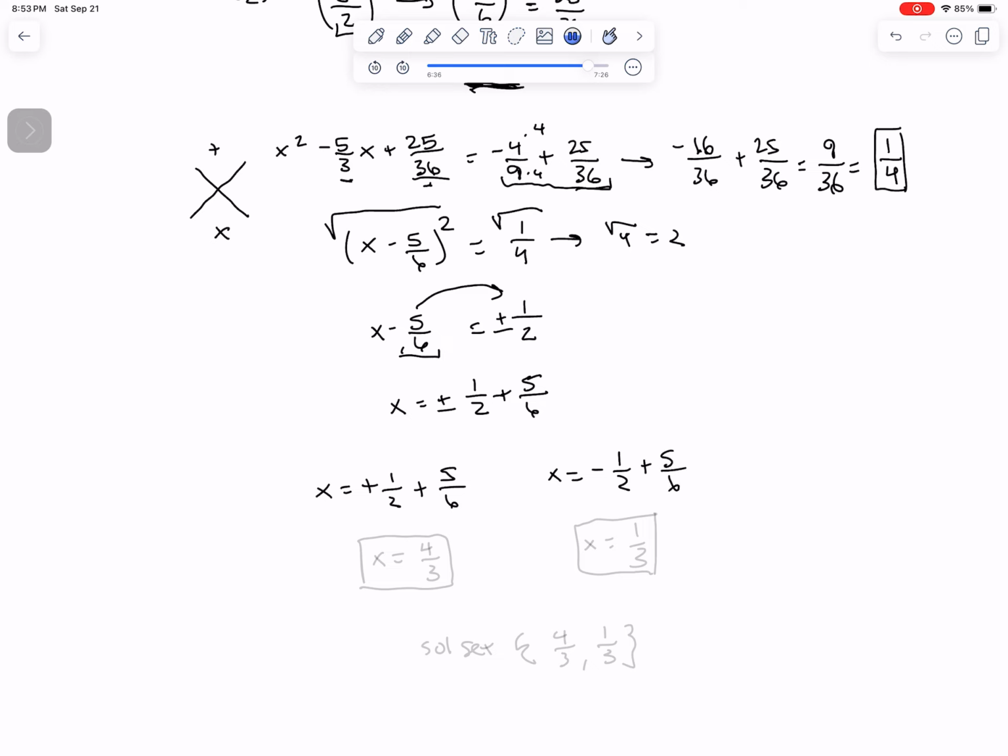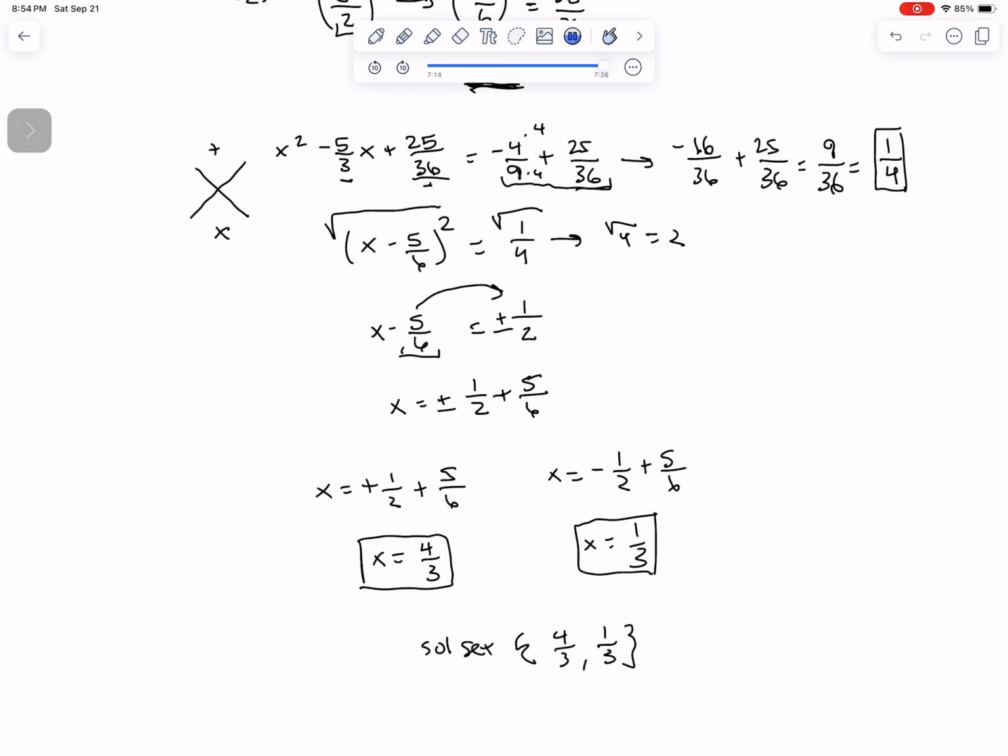So if I put that on my calculator, I'm just going to do that right now. If I do 1/2 plus 5/6, I get 4/3. So x equals 4/3. And then if I do the same thing to the other side, negative 1/2 plus 5/6, I get x equals 1/3. So my solution set is 4/3 and 1/3. But if you just write it like this, with the box around it, that's your solution. So this is how you do these problems every single time.